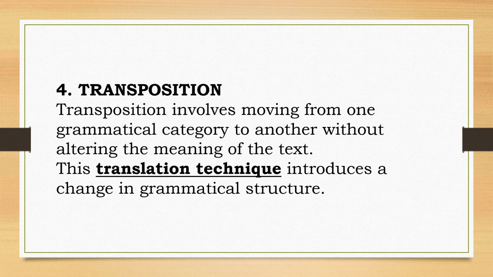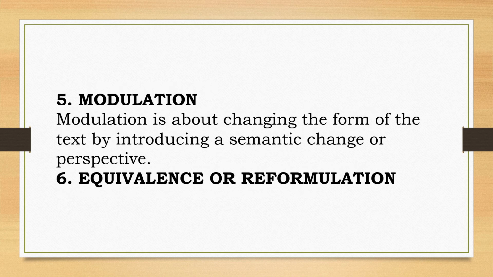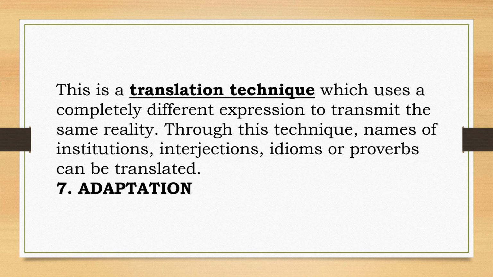5. Modulation. Modulation is about changing the form of the text by introducing a semantic change or perspective. 6. Equivalence or reformulation. This is a translation technique which uses a completely different expression to transmit the same reality. Through this technique, names of institutions, interjections, idioms or proverbs can be translated.